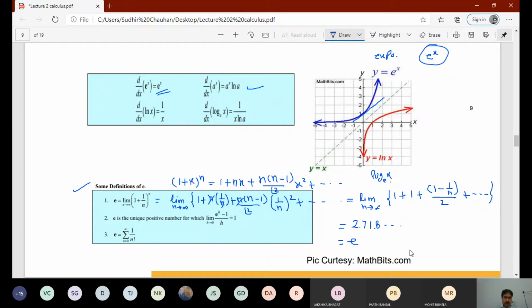So e is the unique positive number for which limit h tends to 0 of e raised to power h minus 1 upon h is equal to 1. Again it is of the form 0 over 0, so we can apply L'Hospital rule, and then we can evaluate the limit. It will be equal to 1.